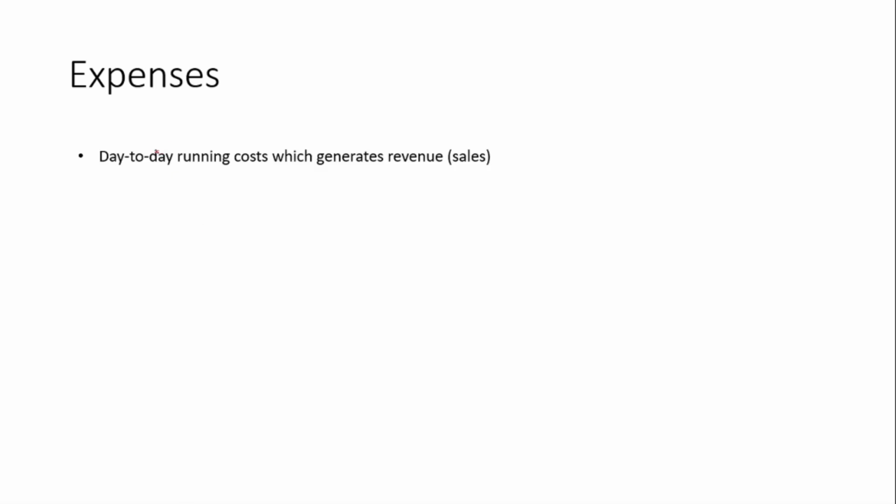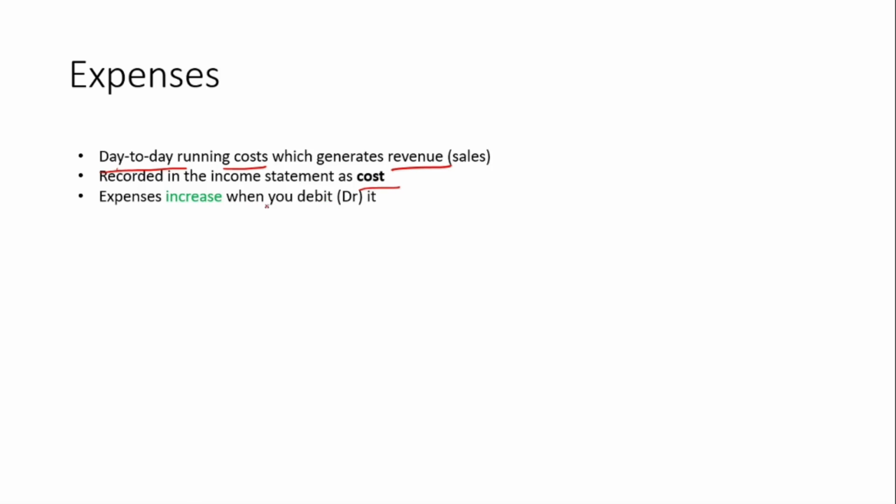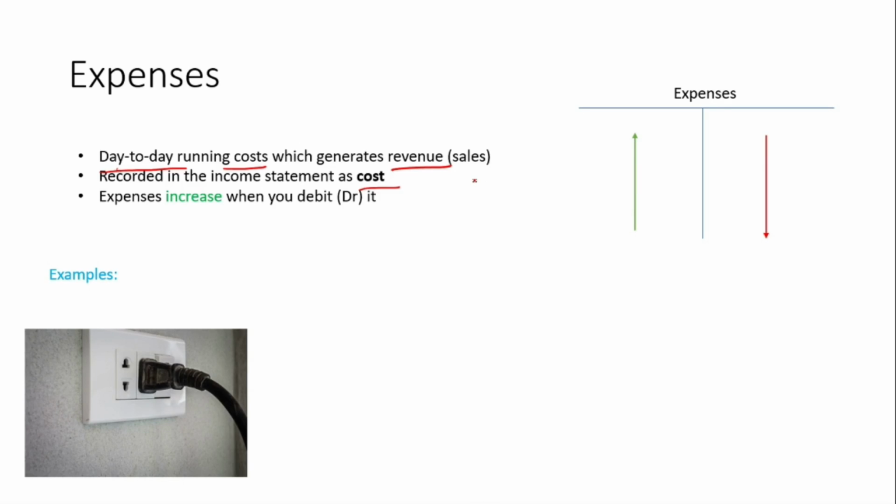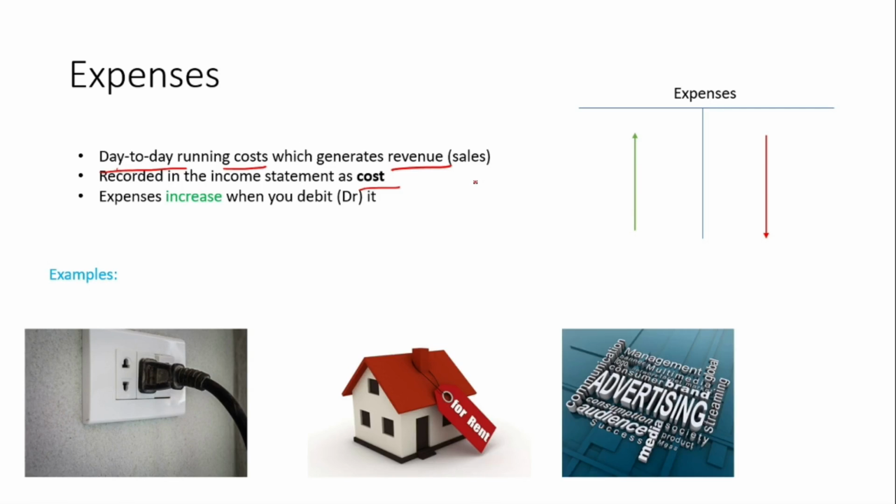E stands for expenses. They are the day-to-day running costs which generate you revenue. They are recorded in an income statement known as costs, which I'll go over in later videos. Expenses increase when you debit it, so let's have an account for expenses. So it increases when you debit it and decreases when you credit it. Examples of expenses can be electricity, let's say rent, and advertising, where you advertise a product, which will hopefully generate you revenue.